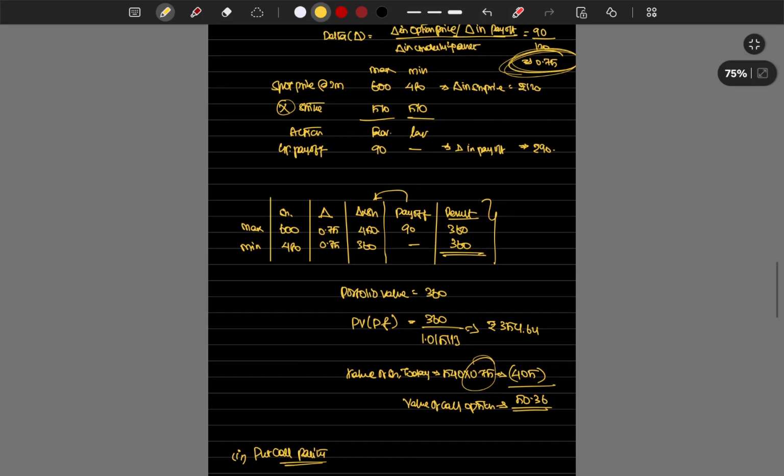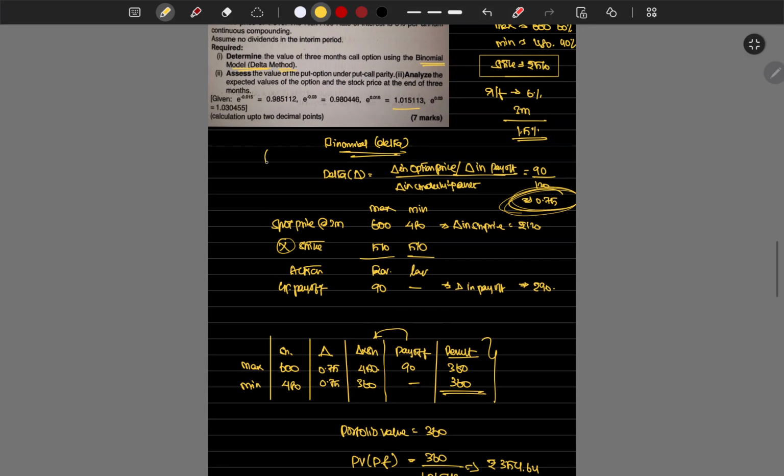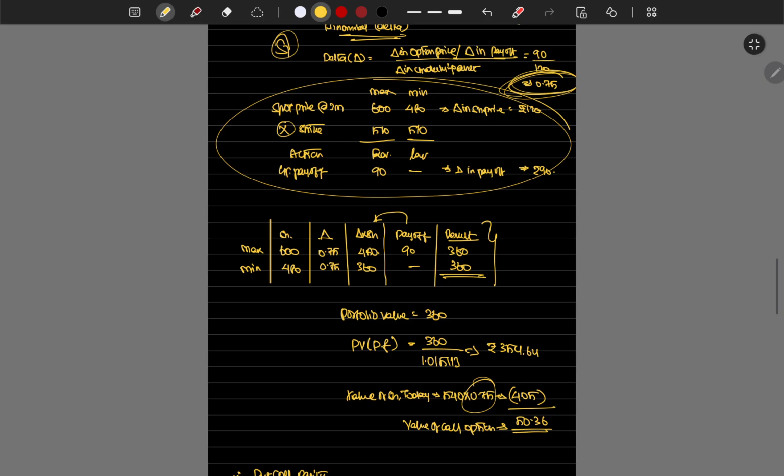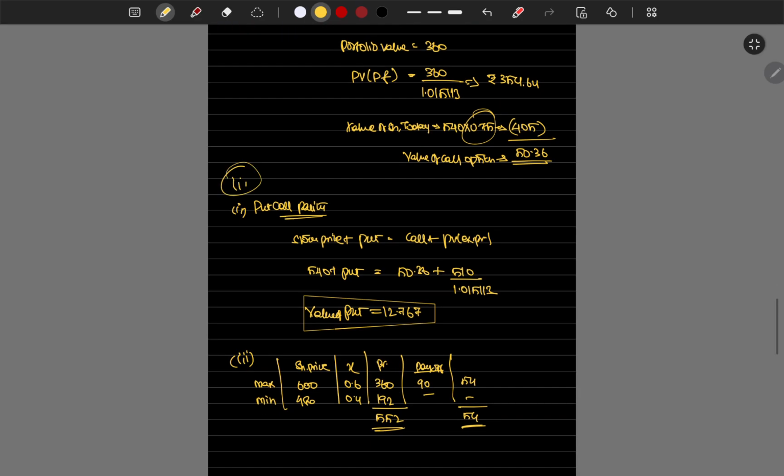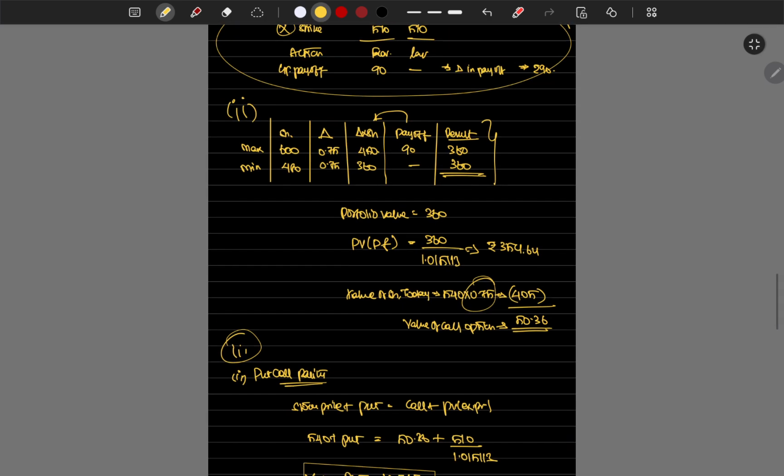That's it. This is the structure. The first thing you have to do is step 1, calculate delta using the payoff, and then using that delta we have to find out the call option, and then we have to find out the put option using put call parity, and then we have to find out the expected values. That's it. Thank you.